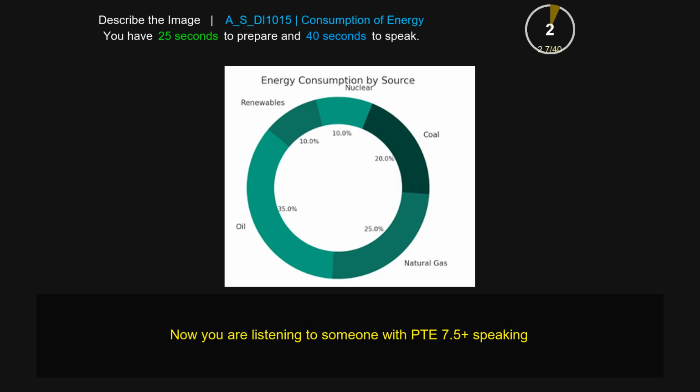Energy consumption by sources is the main topic of the image. The image is a pie chart which has many factors such as nuclear, coal, and natural gas. It is evident the maximum value is for oil, which is almost 35%, whereas the minimum value is 10% for renewable energy. In addition to that, nuclear contains the value of 10%, coal contains the value of 20%, whereas natural gas contains the second highest value, which is 25%. To conclude, the image gives information about energy consumption by the sources.